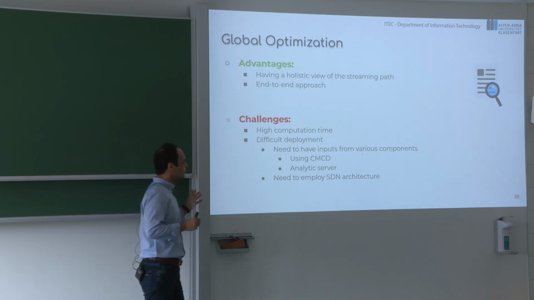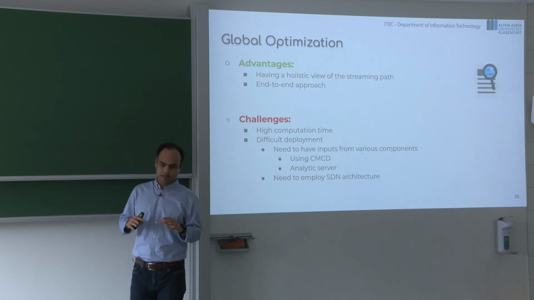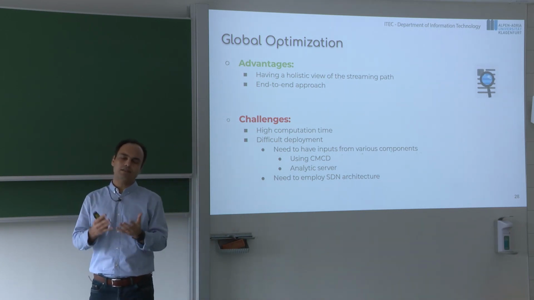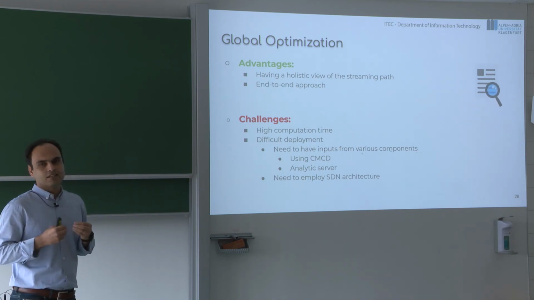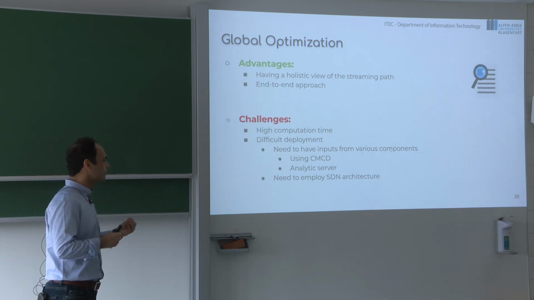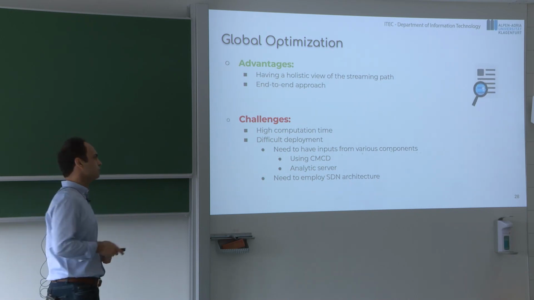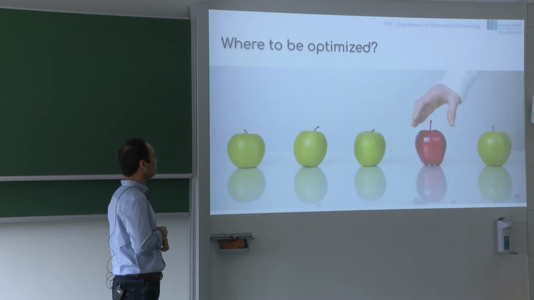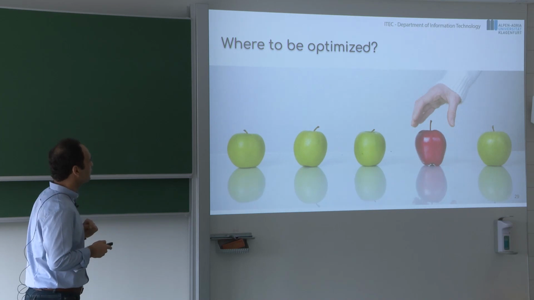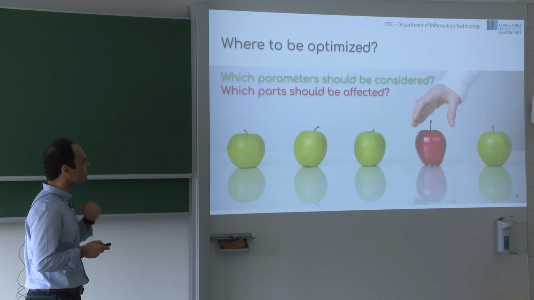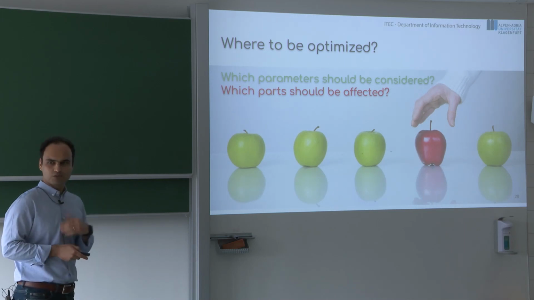And here, because of the global solution and the plenty of variables and components that we have, we need to employ something like SDN or software-defined networking architecture for the overall solution that we have. Okay, let's answer this question with two questions. Which parameters should be considered and which part should be affected for this solution?